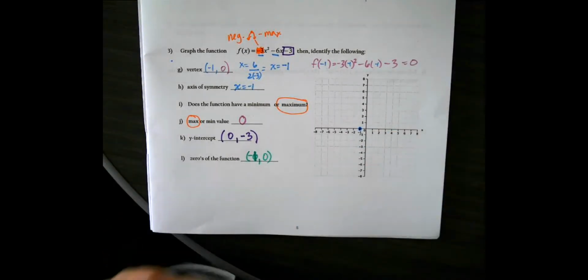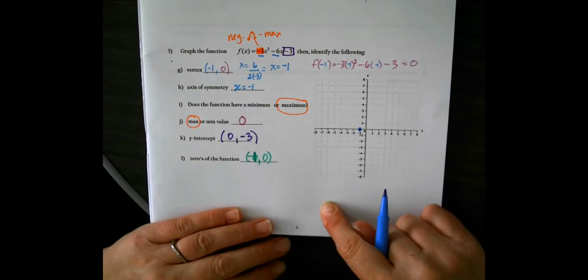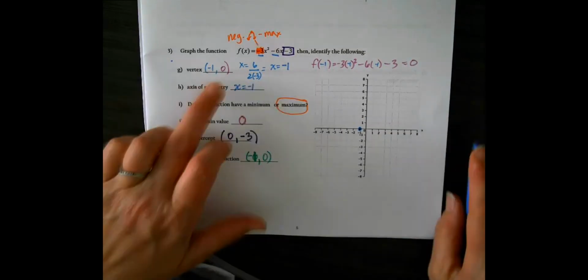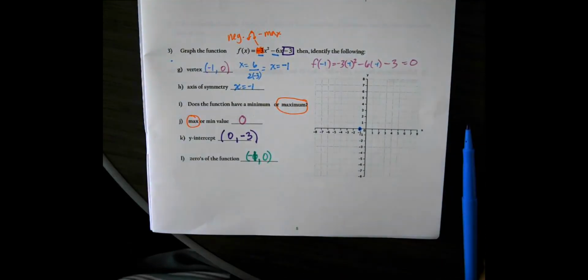So if I go (-1, 0), that's the only time it's going to touch the axis, because it's going down to the left and down to the right. So it only has that (-1, 0). If your vertex happens to be (something, 0), it is the only zero of that function.